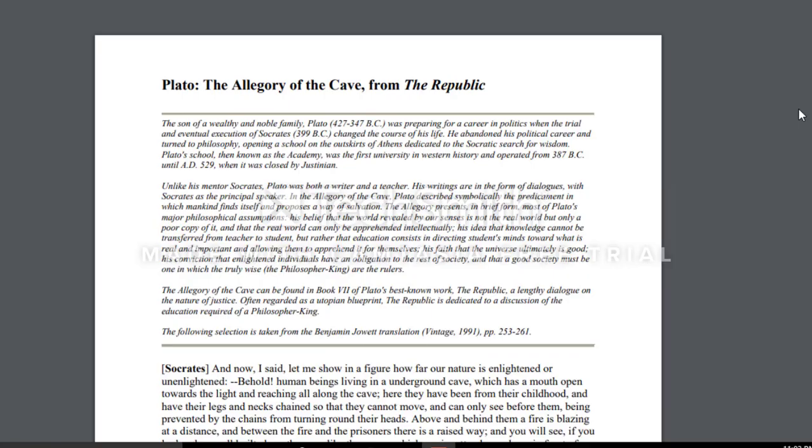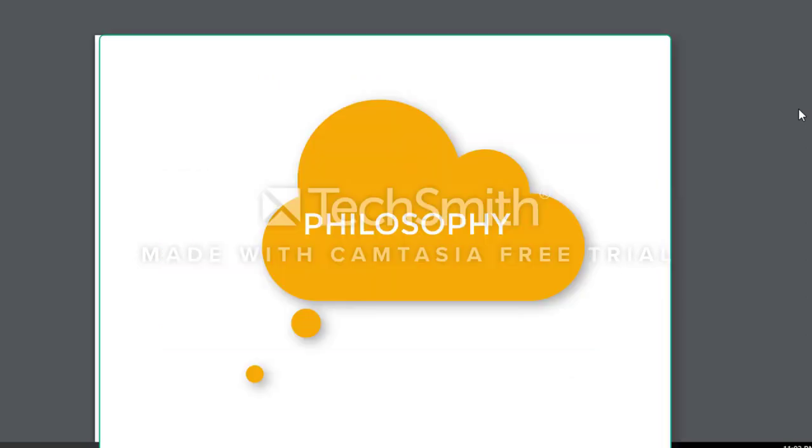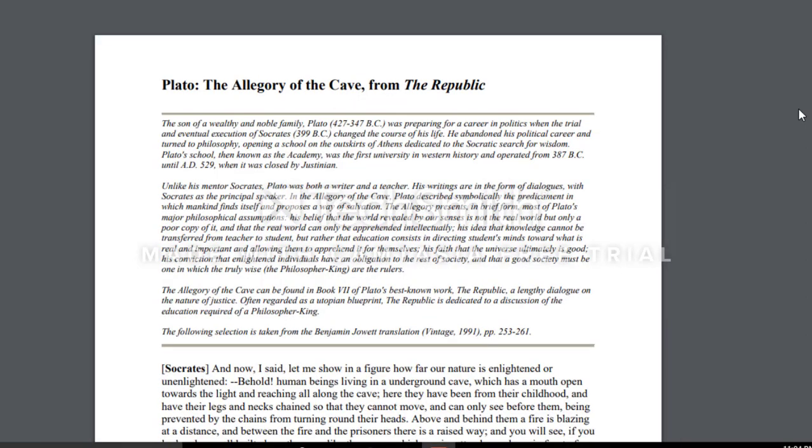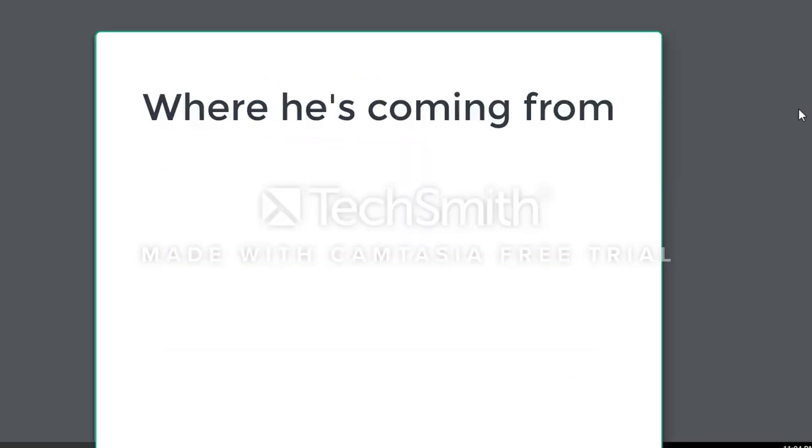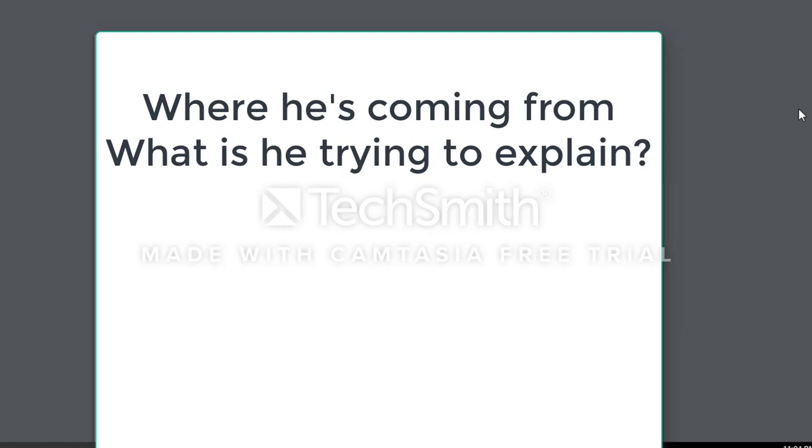The second word that I want you guys to focus on is philosophy. The Allegory of the Cave is written by a philosopher, a Greek philosopher. It was written in 360 BC, so we want to make sure that we understand where he's coming from, what he is trying to explain through the importance of philosophy.